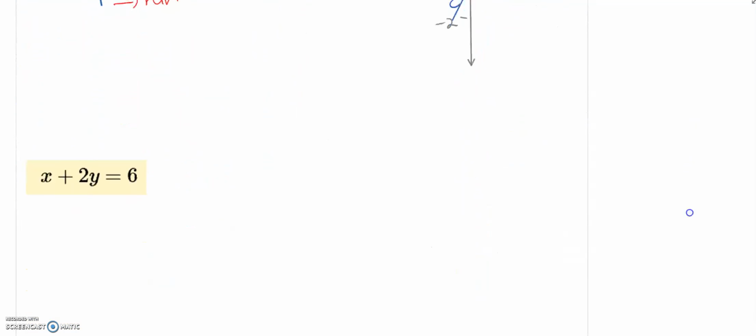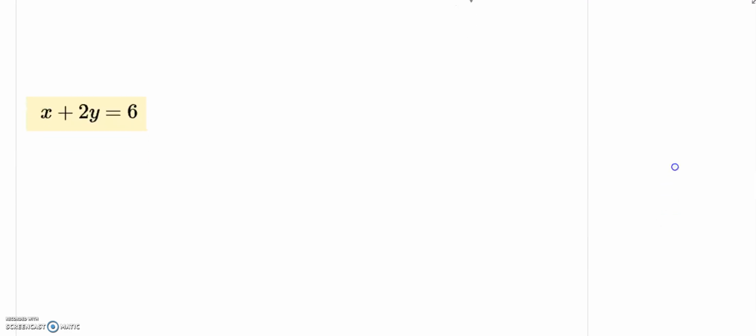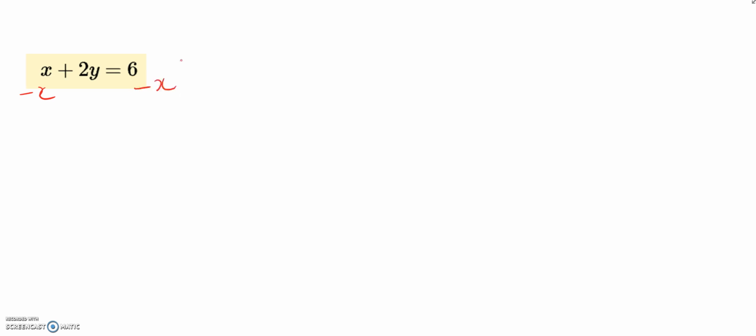Now this one is slightly tricky. x plus 2y equals 6. Is it in the form of y equals mx plus c? No. Can we rearrange this so that it can be in the form of y equals mx plus c? Good. So let's make sure that our x and y are on opposite sides of the equal sign. The first thing we do is take away x on both sides, and that cancels out, and we have 2y equals 6 minus x.